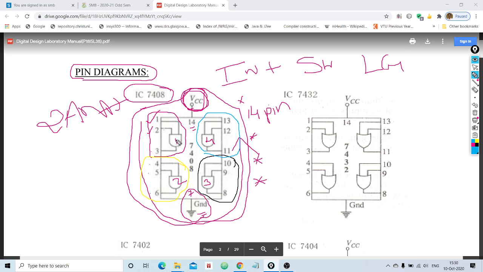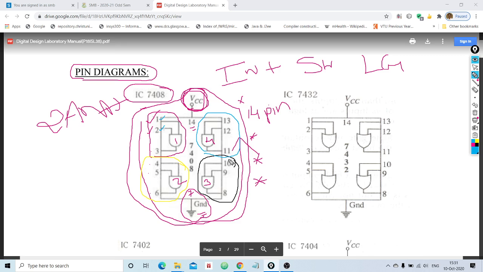So if I go one by one, so if I take first 2 input bit AND gate, pin number 1 and pin number 2 will be the input pins for the first 2 input bit AND gate, and pin number 3 will be the output pin. Similarly, in case of second 2 input bit AND gate, 4 and 5 are inputs, 6 will be the output. In case of 3, 9 and 10 are inputs, 8 will be the output. In case of fourth one, 13, 12 are input, 11 will be the output.